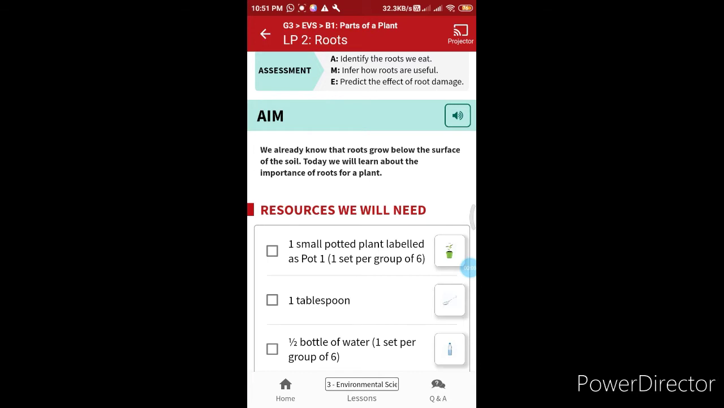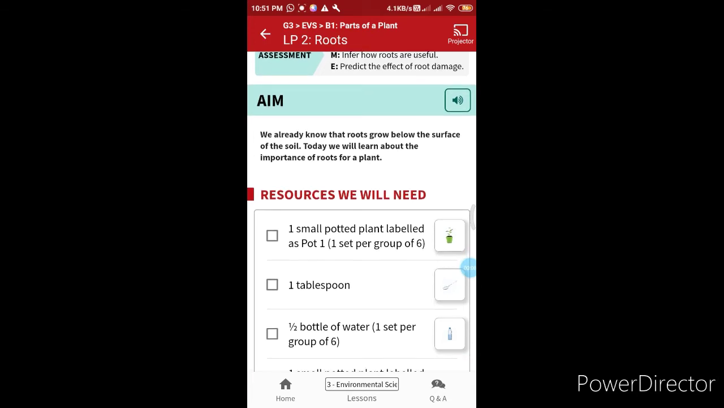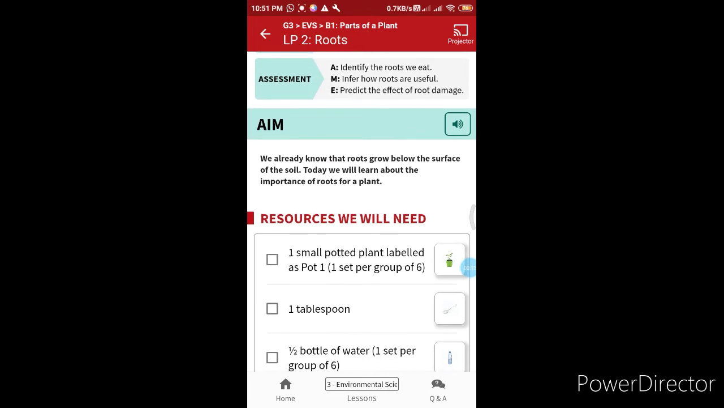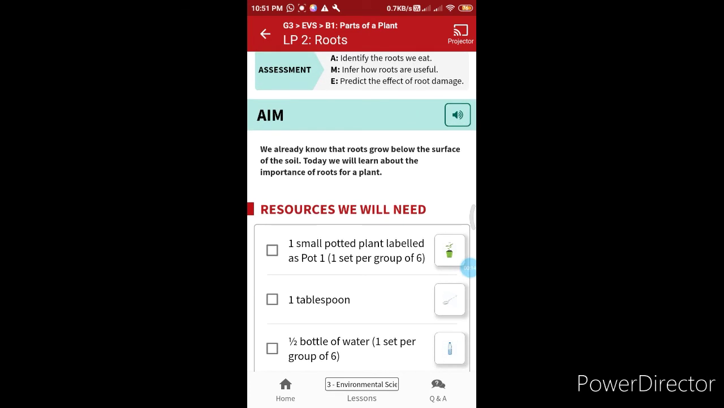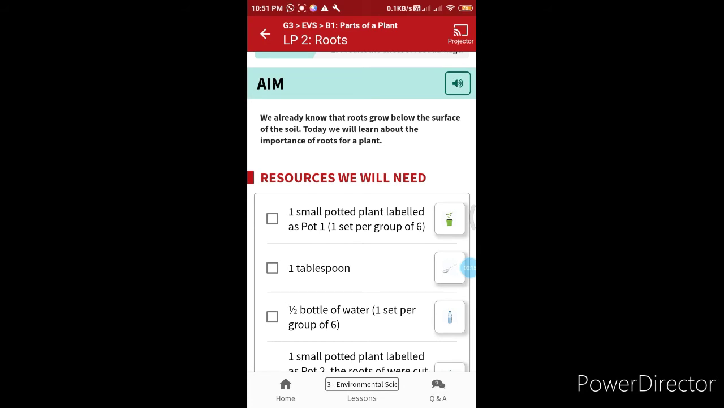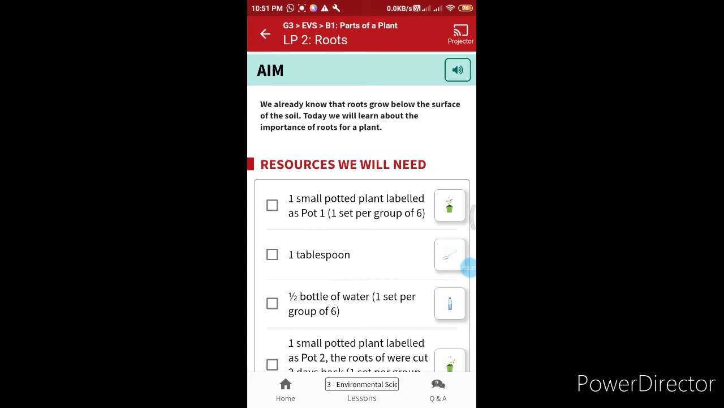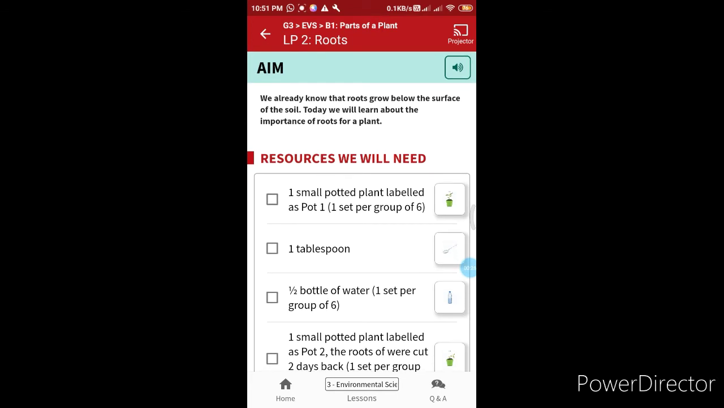In the last class you learned about the root system and shoot system. Now we'll see the functions of the roots, how the roots are important in a plant and what functions the roots are performing. You are going to learn that in today's class. Before knowing that, you are supposed to do one small activity.